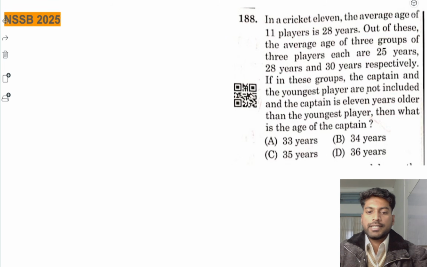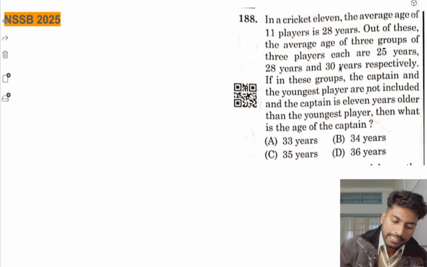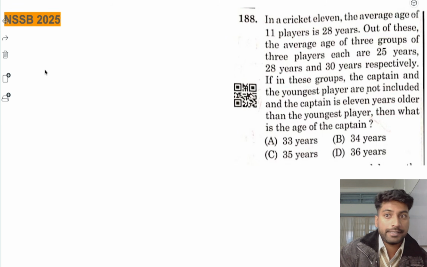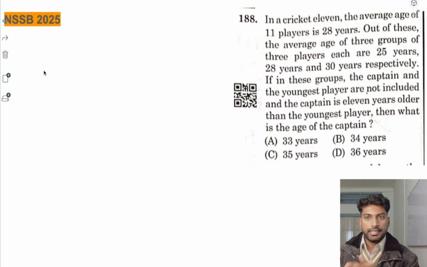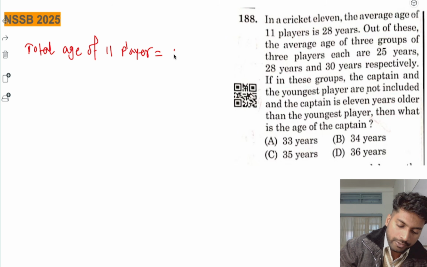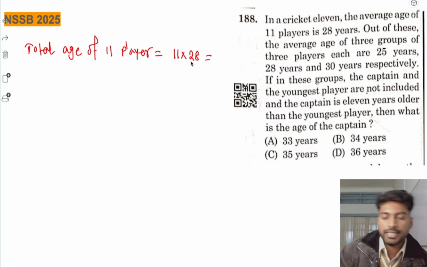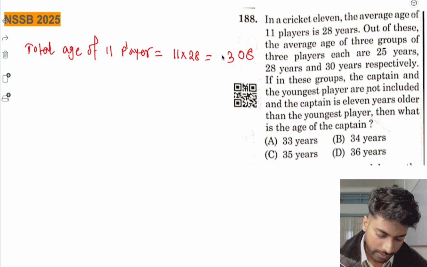Okay, this is an average question, okay. Just keep it, I will solve this at last, or we can solve now also. चलो solve कर ही देते हैं. देखो, there is a cricket team and there are 11 players, and the average of the 11 players is 28. So देखो, total age of 11 players will be 11 into 28, because if you want the total sum, you have to multiply the average into the number. So it will be 308, chalo 308.